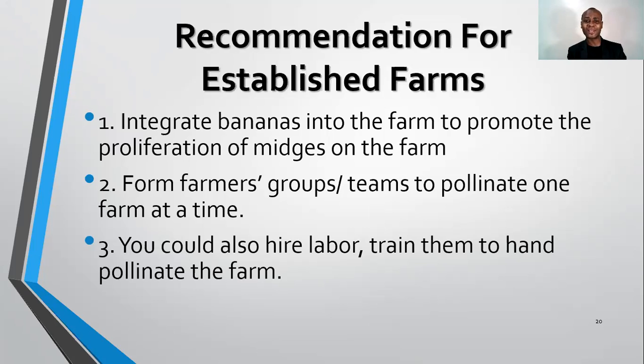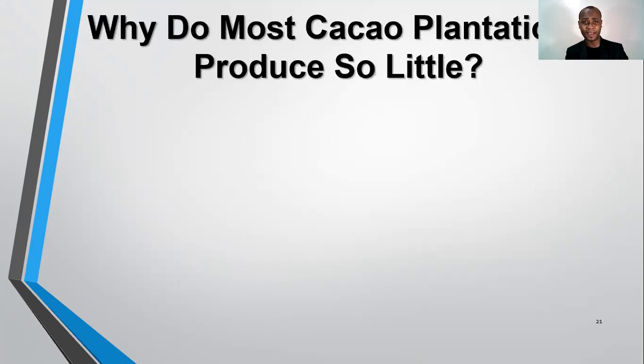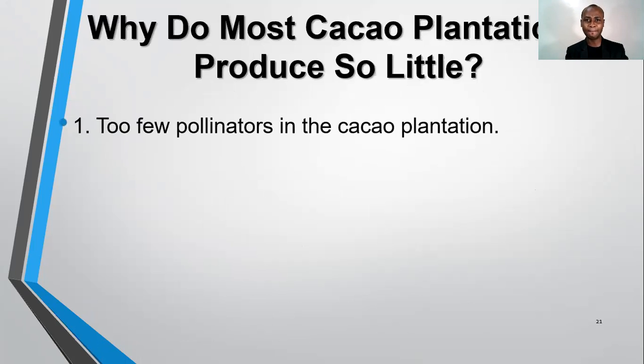Because sometimes it's so annoying when you spend a whole year and you get few pods on the tree. But if there's something you can do to increase yield, then do it. So the return on investment is usually over 10 times higher than the cost you spend in pollinating the farm. Get it? So why do most cacao plantations produce so little?